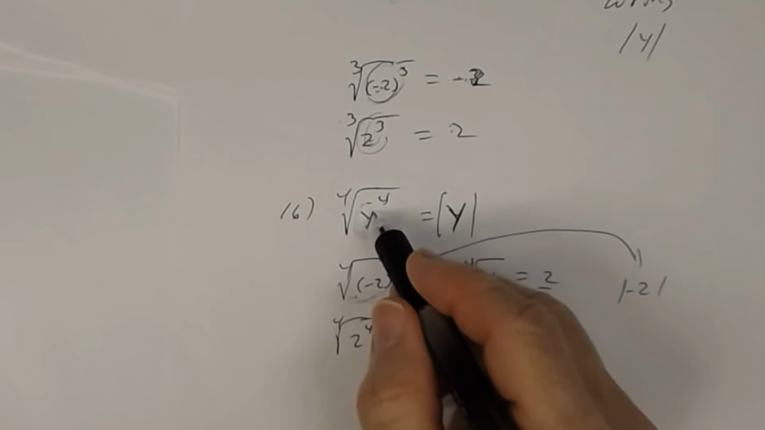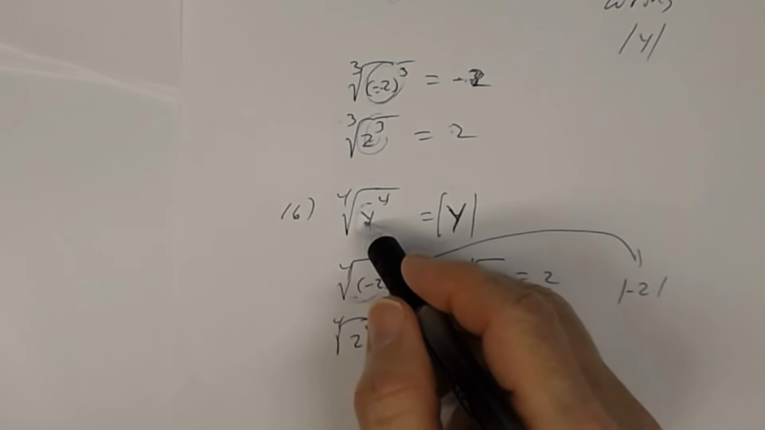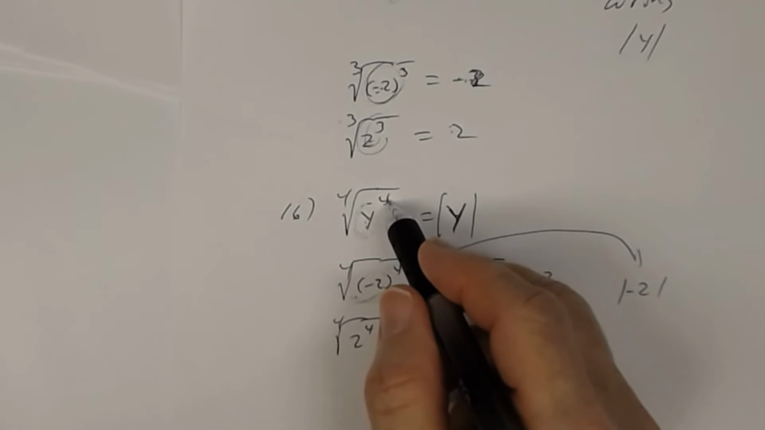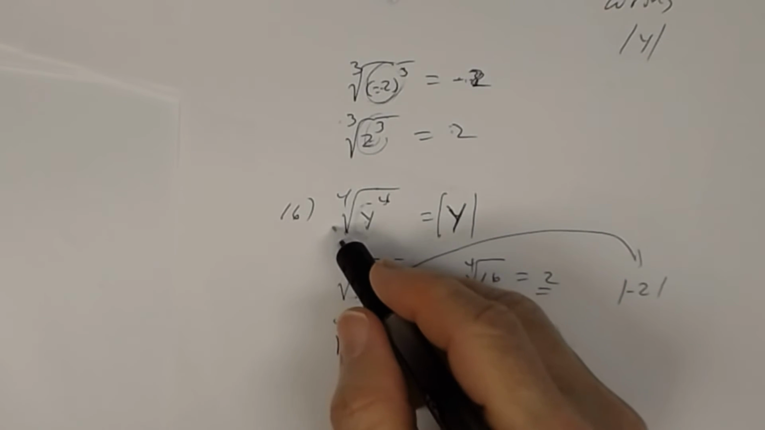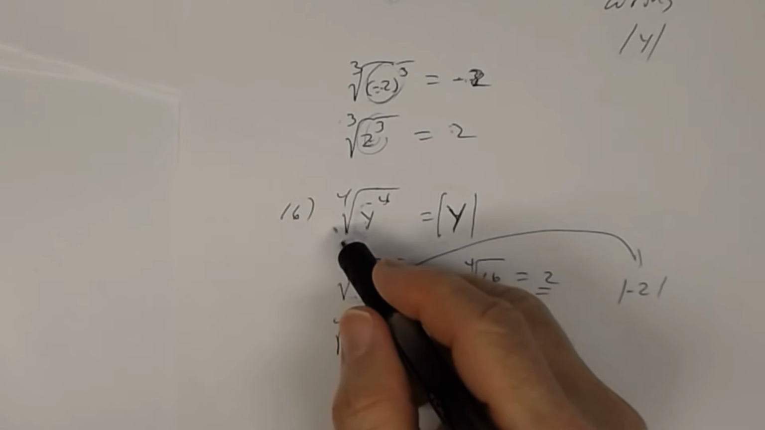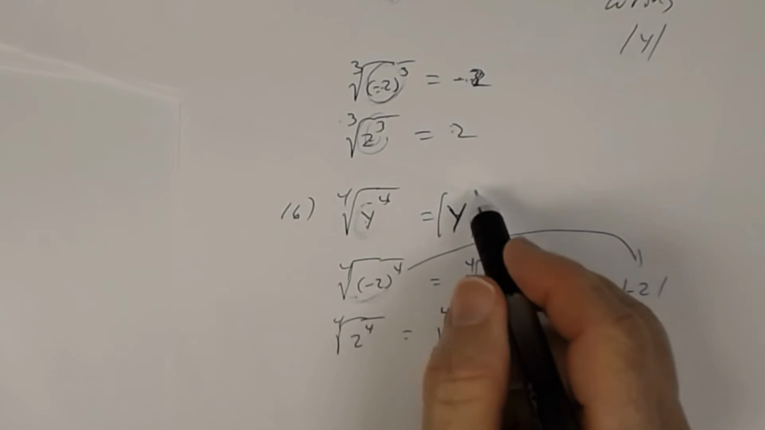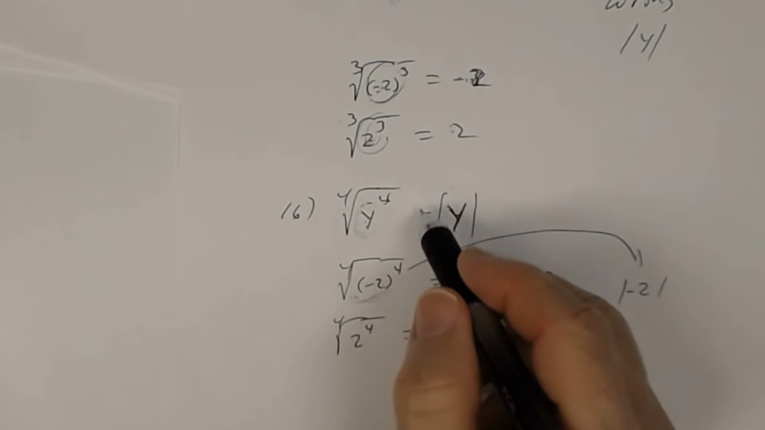A number, remember, assuming it's not 0, either positive or negative, raised to an even power is always positive. The fourth root, the even root of a positive number, or any root of a positive number, is always positive. So you have to make sure this is absolute value.